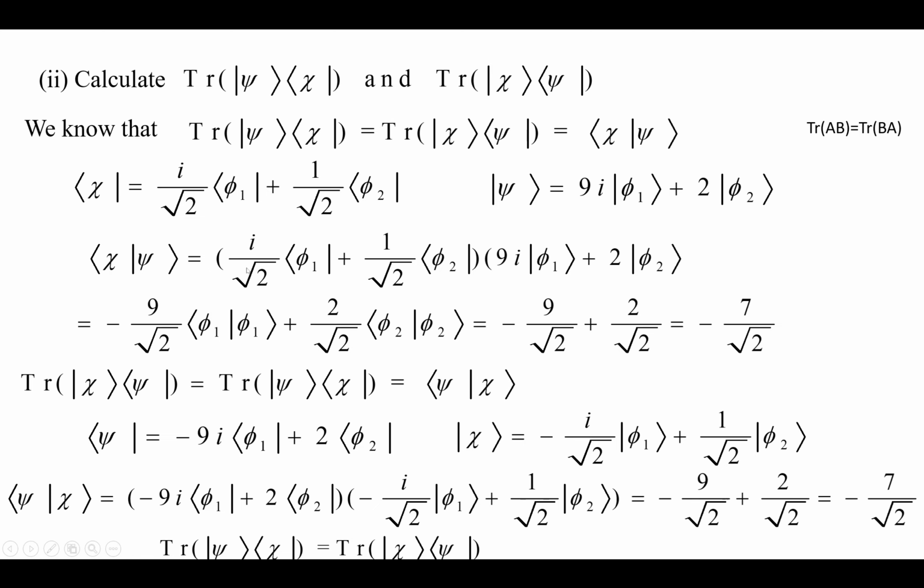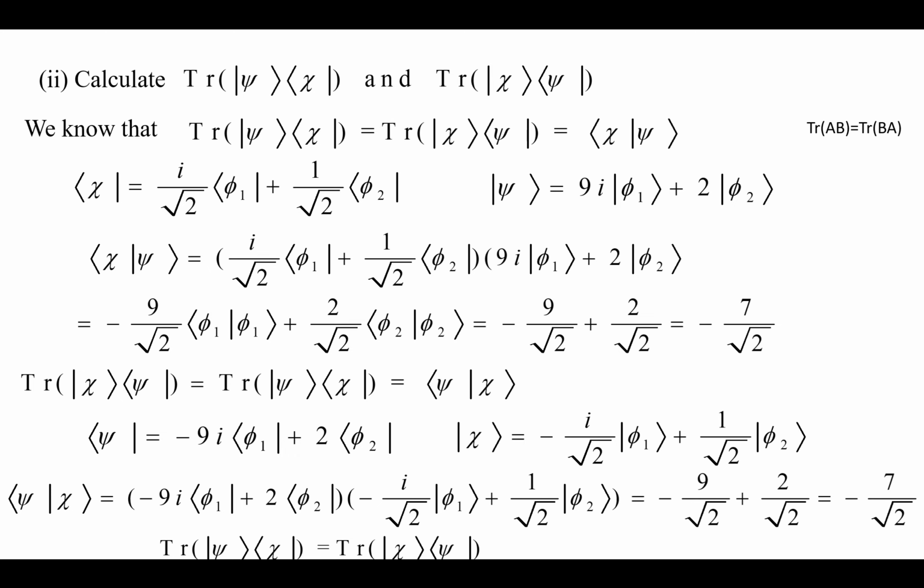So which is given as the first term, first part and the second part, multiplication. That is i by root 2 phi 1 plus 1 by root 2 phi 2 multiplied by 9i phi 1 plus 2 phi 2. But here we are talking about only the trace of a matrix. Trace of a matrix, just now we discussed that it is the addition of diagonal elements. So we don't bother about the off-diagonal elements.